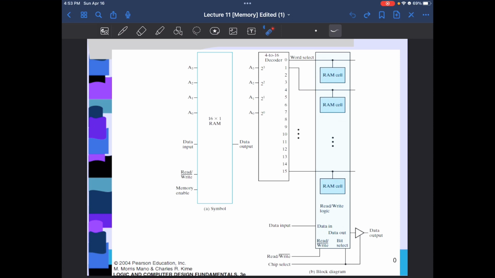On the other side, if we look into the block diagram, we can see the internal circuit. So we need a 4 into 16 decoder, where 4 is the address lines and 16 is the number of words, and each word consists of 1 bit. We have a data input and data output lines and read and write options as well.